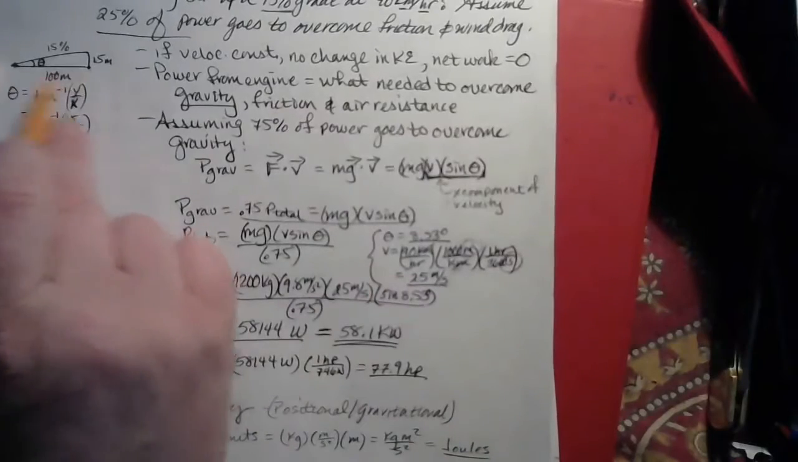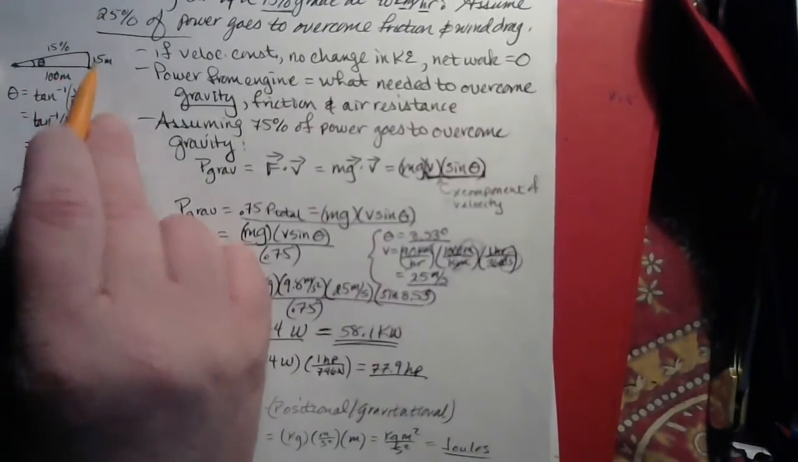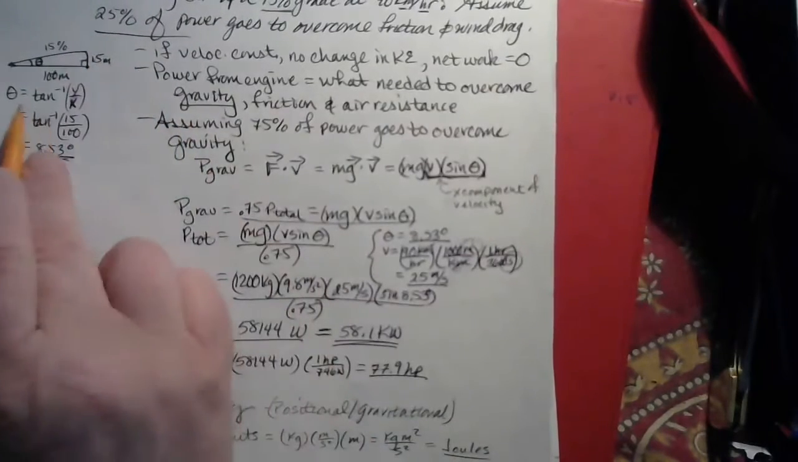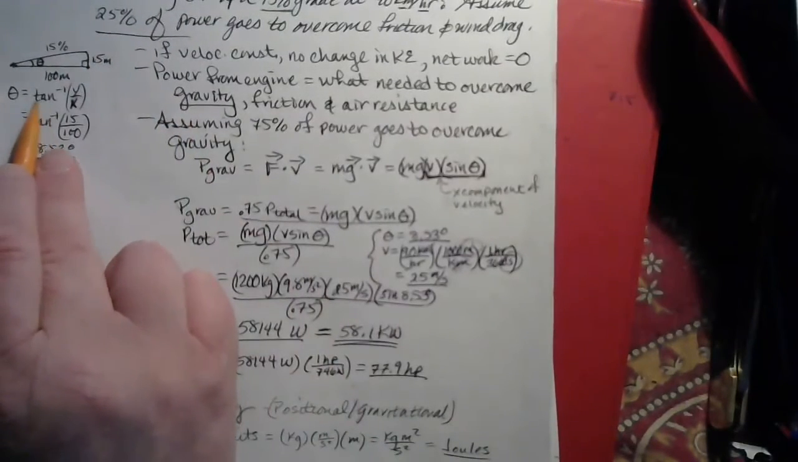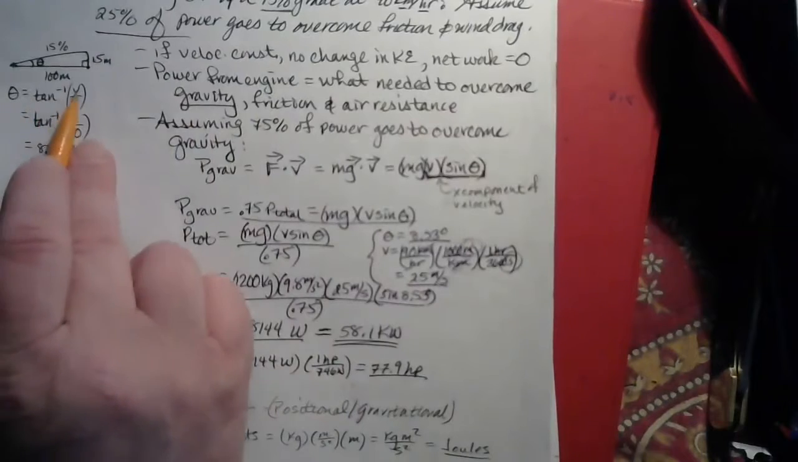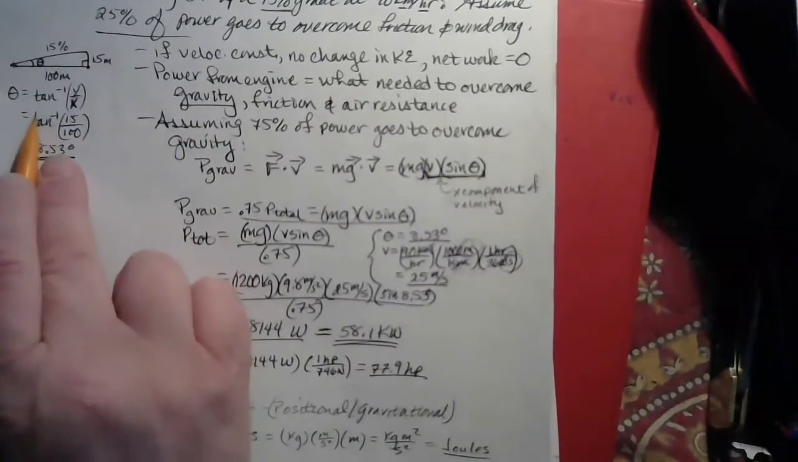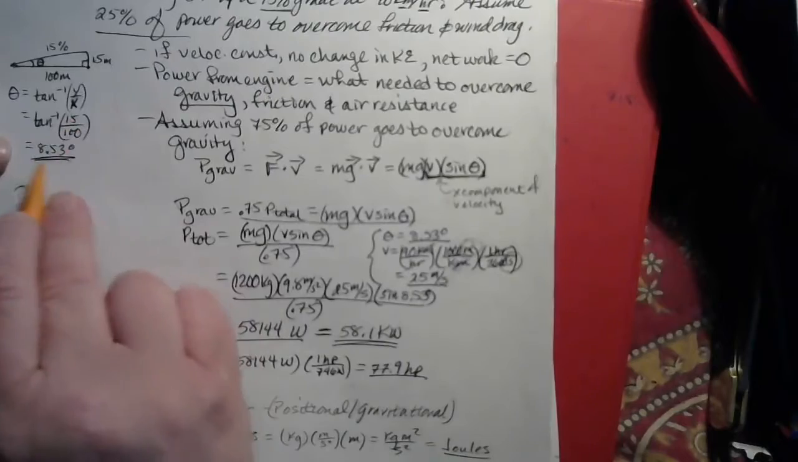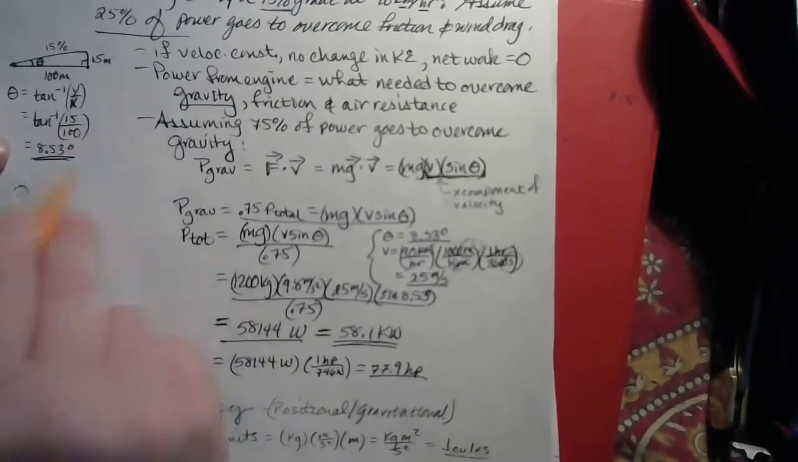So we have the x value for this little right triangle. We have the y value, and it is a right triangle. And the angle is just going to be the angle whose tangent is y over x, or the angle whose tangent is 15 over 100, and that comes out to 8.53 degrees. That's your theta.